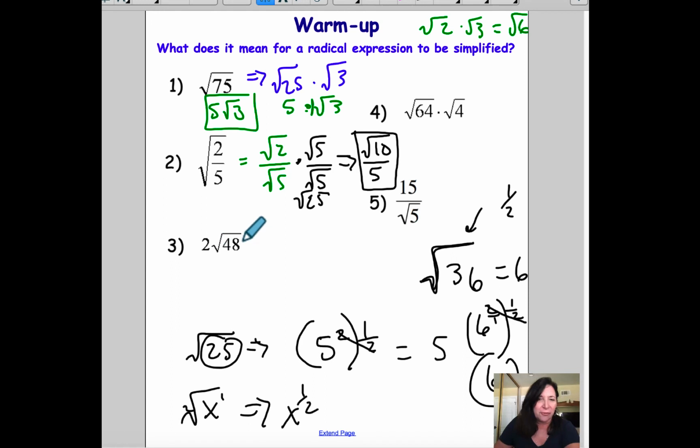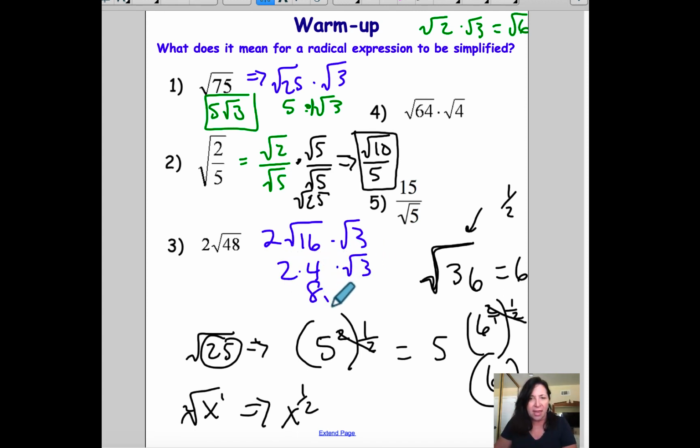2 square root of 48. I'm thinking perfect squares. So there's definitely a couple of options here. You could go 2 times square root of 16 times the square root of 3. That's my initial thought. Square root of 16 is 4. So we've got 4 times 2 times the square root of 3, which makes 8 root 3. And so that would be the answer to 2 root 48.